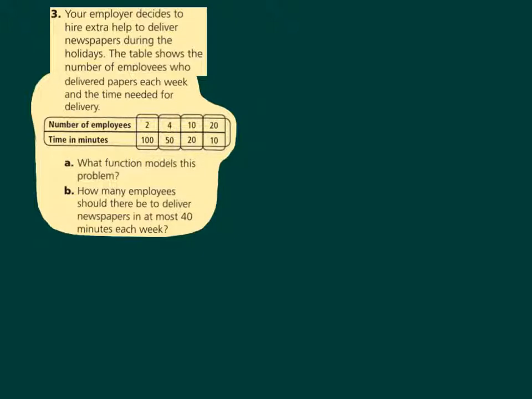Your employer decides to hire extra help to deliver newspapers during the holidays. The table shows the number of employees who delivered papers each week and the time needed for delivery. What function models this problem? We're doing the section on inverse variation, and you can see that as the number of employees increases, the time decreases, which should make sense. If you have more people delivering stuff, it should take less total time to get it all delivered.